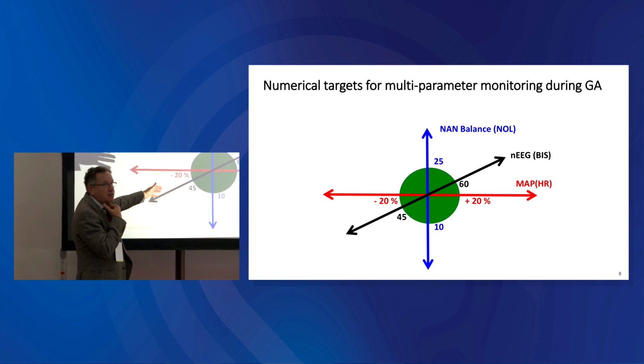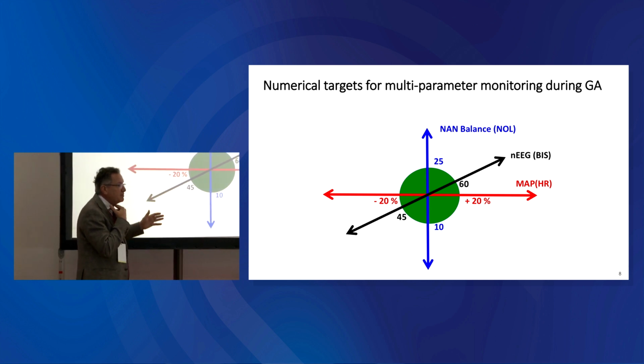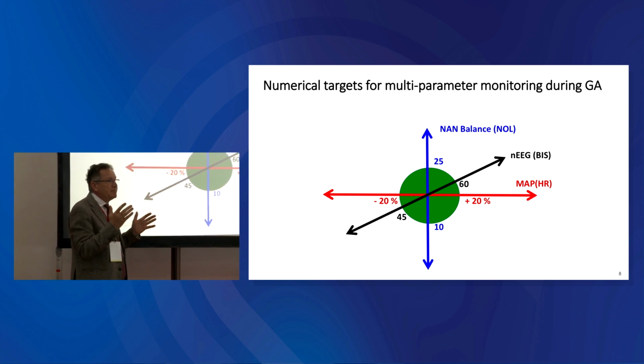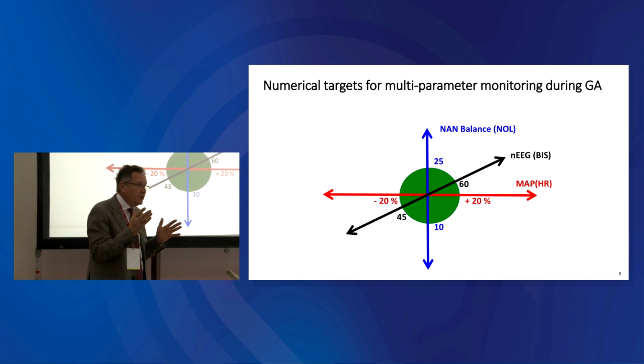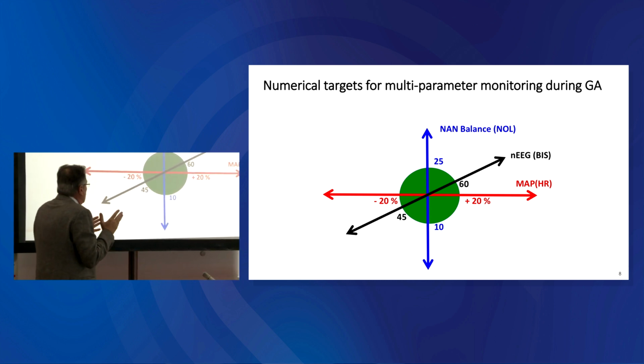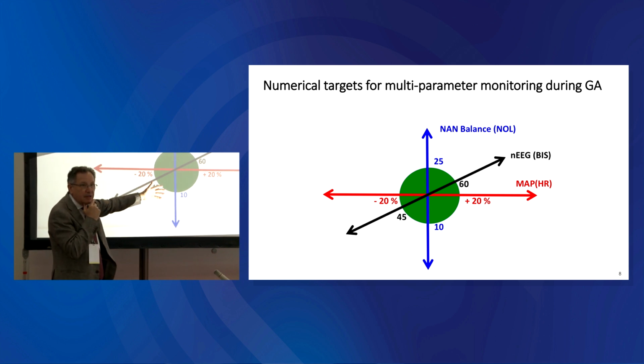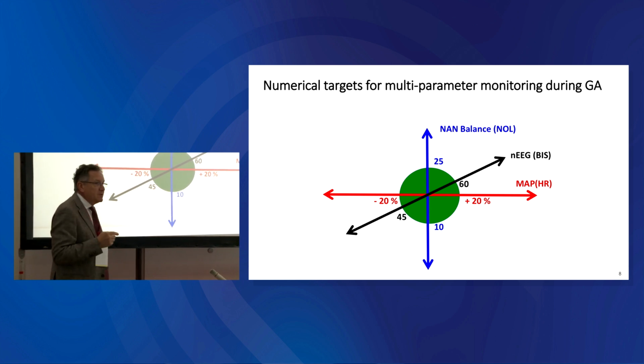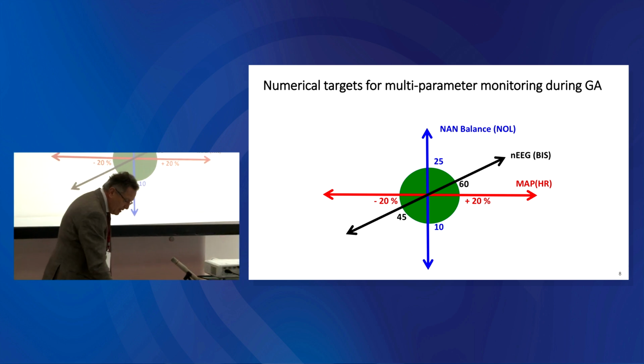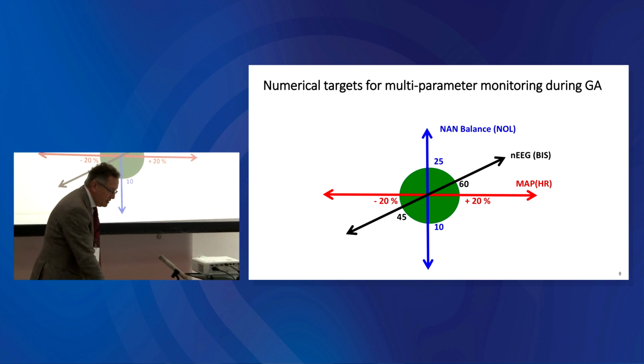Now you can debate on whether MAP is plus minus 20% or plus minus 10%. I would say 20 because 10 is within the noise. Okay? And then you have the NOL, which has been explained by Professor Sessler, 10 to 25. This is your target. And then you have the BIS or other numerical EEG, 45 to 60. It helps. So it's not rocket science. It's not very solid, but clinically it helps.